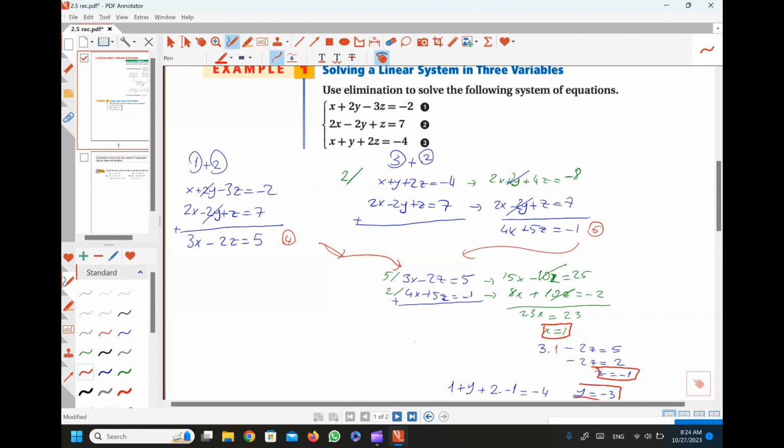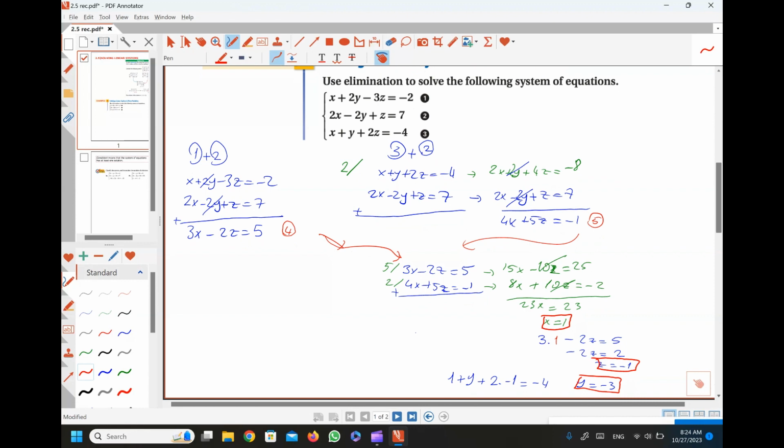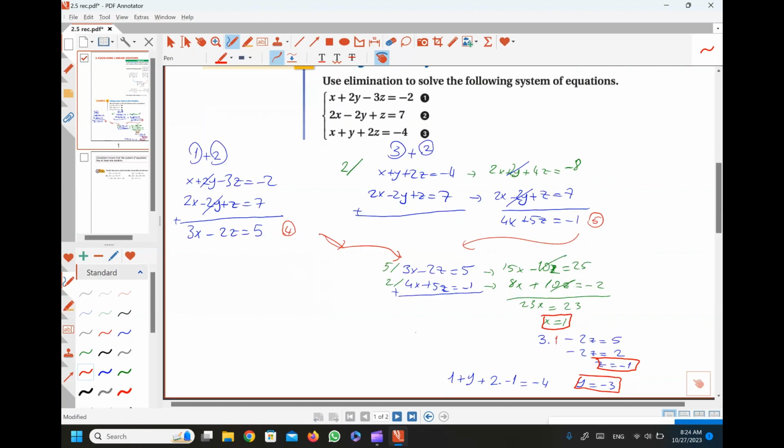So we solved our equation. We get an ordered triple. So let's write this as a point. Our solution is 1 comma -3 comma -1. We have an ordered triple as a solution.